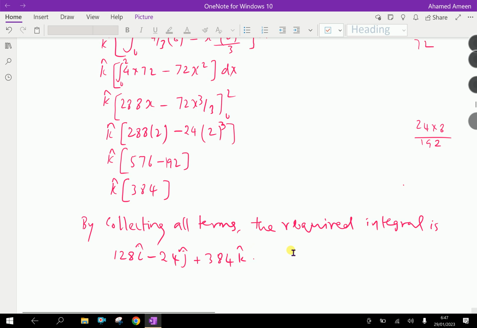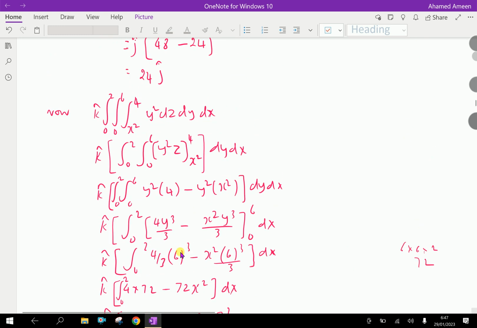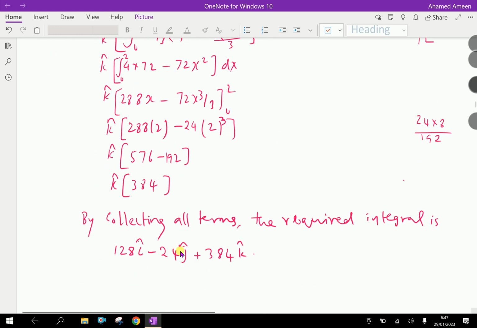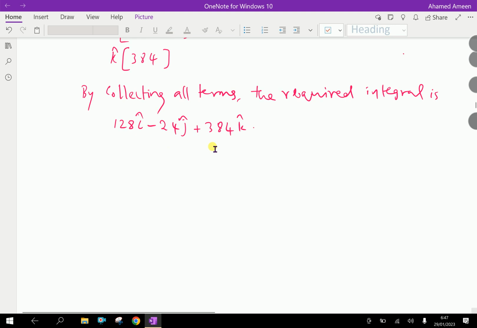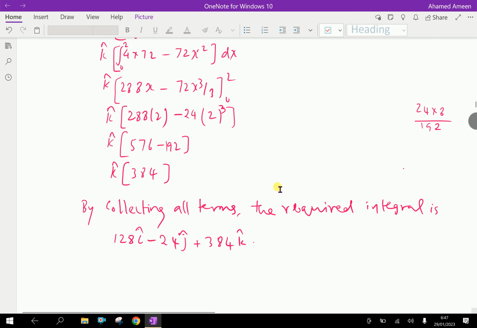By collecting all terms, the required integral is 128i minus 24j plus 384k. This is the final result for this triple integral.